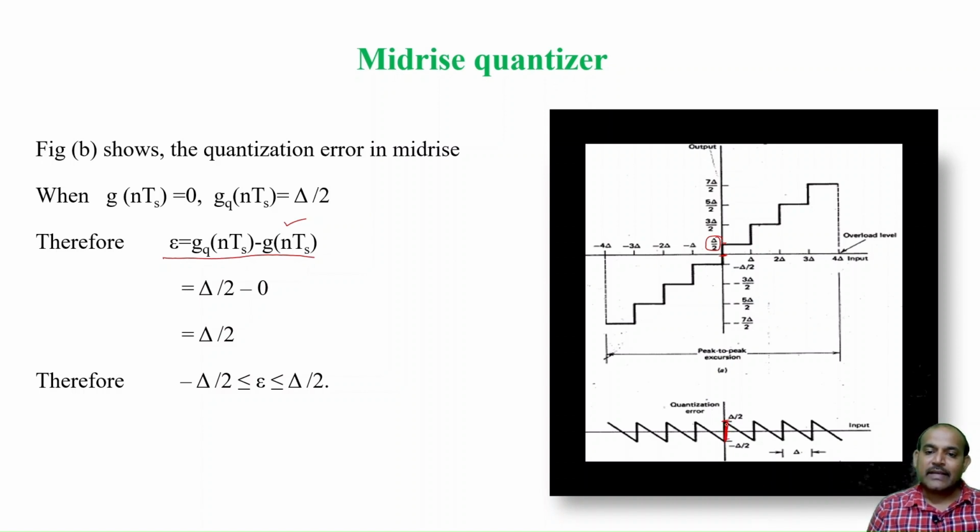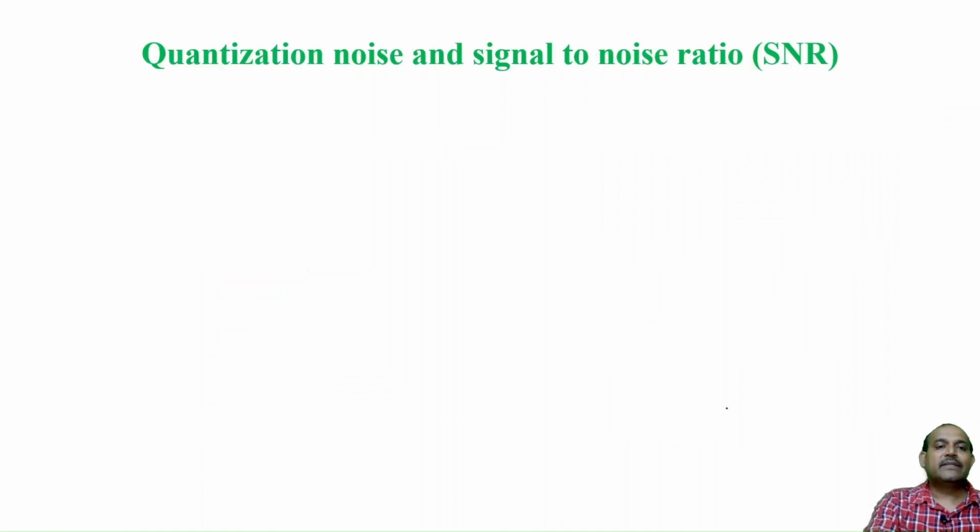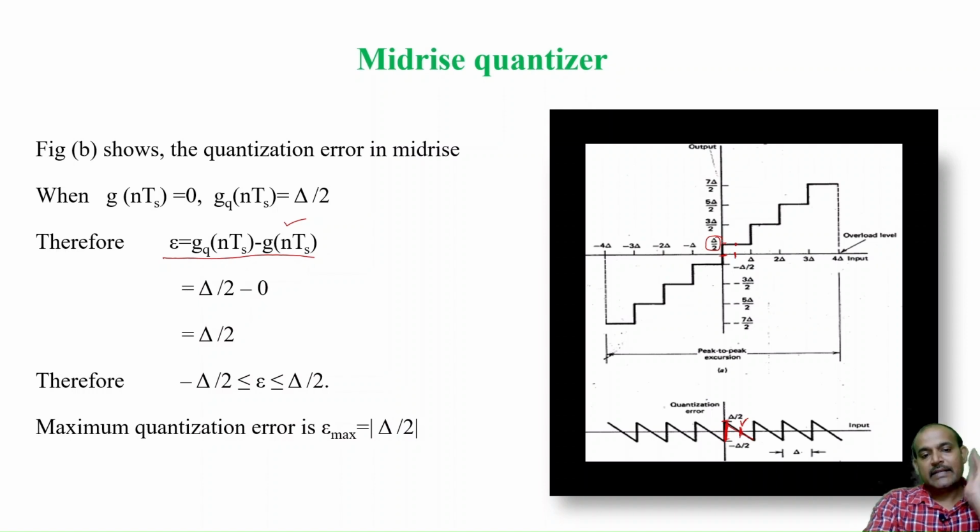The error then keeps decreasing. The error becomes 0 when your input is delta by 2, since I am also coding the output amplitude at delta by 2. Therefore, if you take the difference, it is 0, and at this point you can observe it is 0. So the maximum error that you can get is delta by 2. This is about uniform quantization and the different types of quantizer, Midtread and Midrise. Thank you.